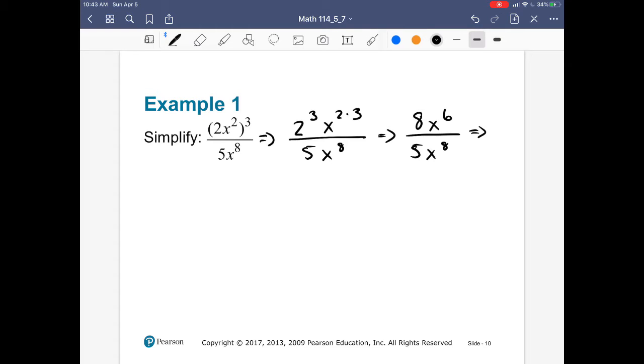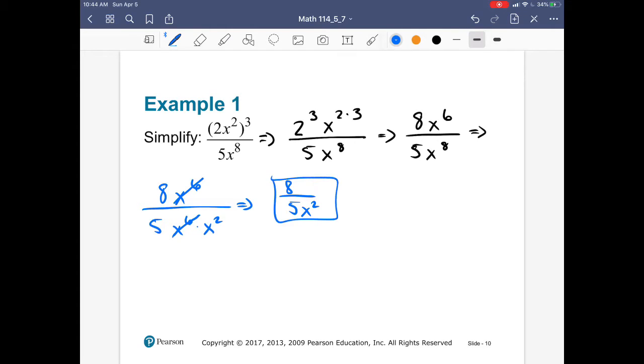This one will become like we did before, so I'm going to use blue. So I have 8x to the 6 over 5x to the 6 times x squared. This cancels with this, so we have 8 over 5x squared. That's our answer. Now, following the book example for this one, this becomes 8x to the 6 minus 8 over 5. We can do that because of the power, how we can send the powers to the top if they're negative.